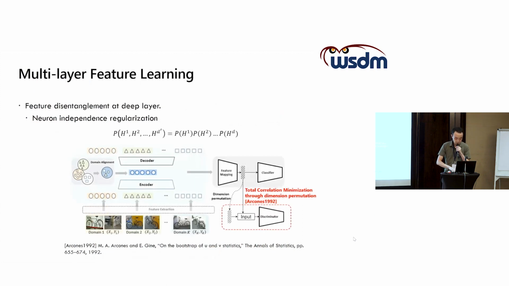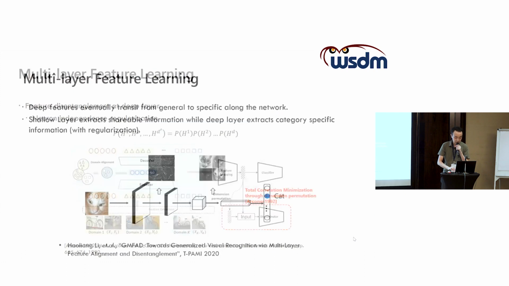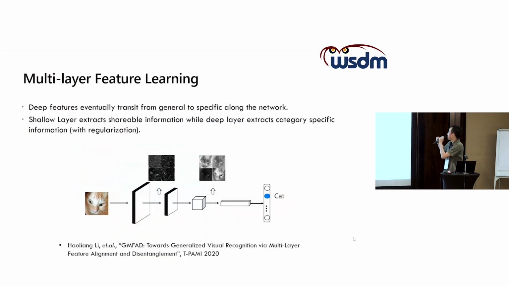So here the idea for multiple layer feature learning is that the shallow layers actually extract shareable information. So maybe this provides us a hint that these shallow layers may be more suitable to perform distribution alignment techniques. But the deep layers extract more category-specific information. So therefore, it's natural to ask whether some regularization can be imposed on these deep layers.